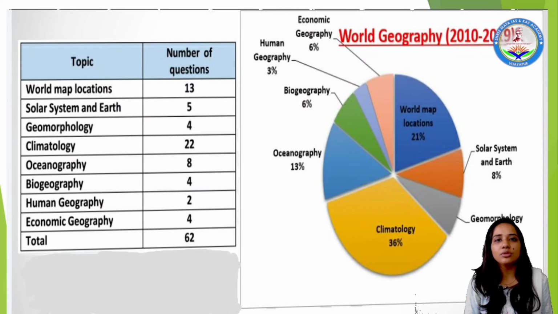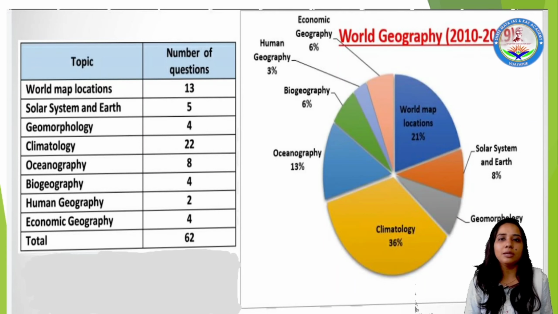Before that, I would like to give a small introduction regarding the percentage of questions that have come in geography from previous years, chapter wise. If you look into it, the climatology part is playing a major role because it carries 36 percent of marks out of 100 percent from the topic of geography, whereas the next major part is the world map locations, which carries more questions every year.